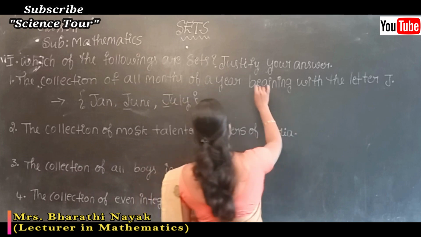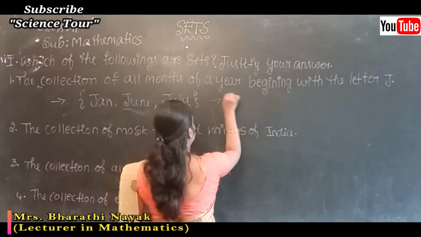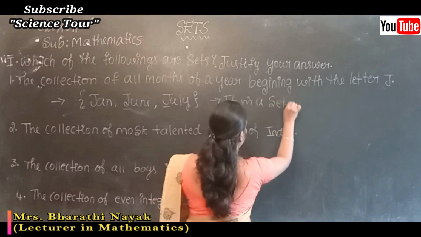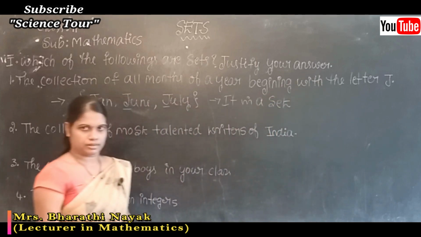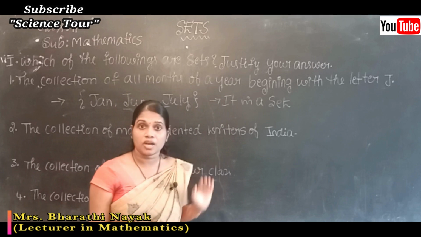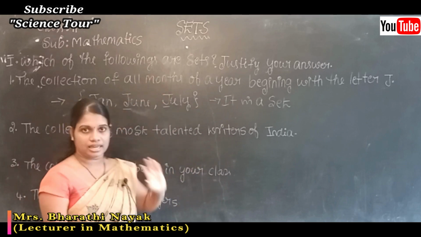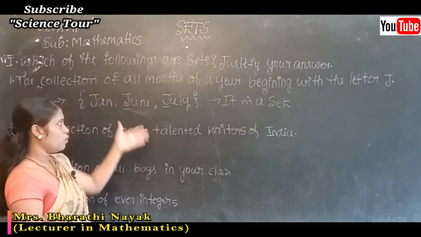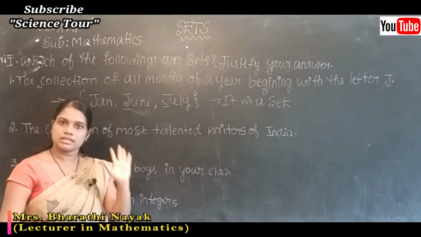Okay. So the first one is a set. It is a set. The first one is an example for a set. Okay. So why it is a set? Because it is a well defined collection. This is a well defined collection. So therefore this is an example for a set.